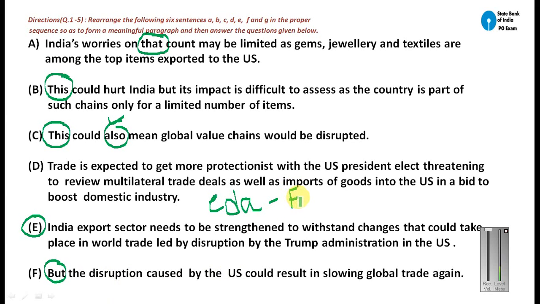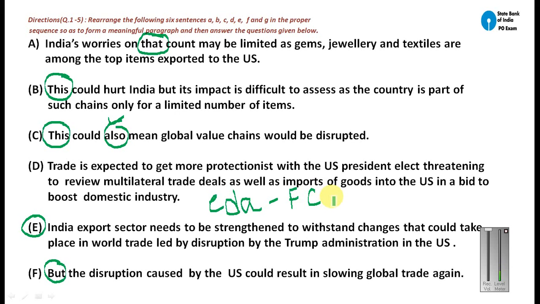And this sentence can become the next sentence. Now after this you can write the "also" sentence, because "also" means that this sentence is the extension of the previous sentence. Now you can put here C sentence. This could also mean global value chain would be disrupted. Okay, now in F and in C, in both these sentences the reference word is disruption or disrupted. In F there is disruption, and in C there is disrupted. So F and C will make a mandatory pair. This could also mean global value chain would be disrupted.